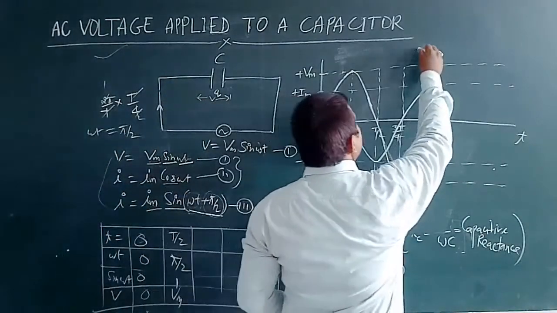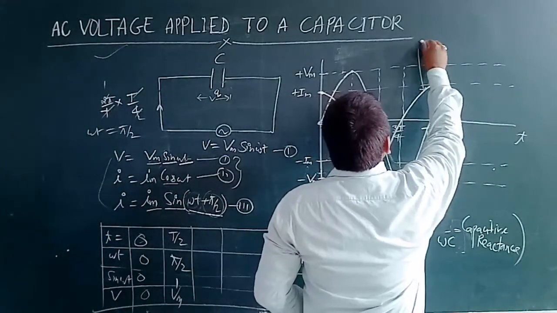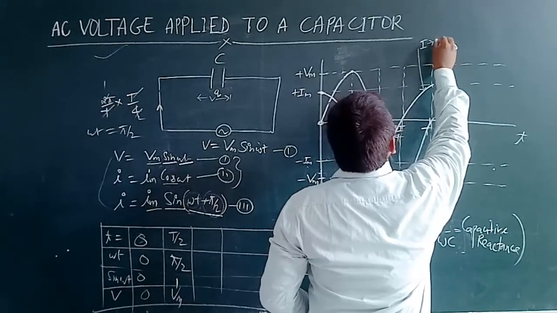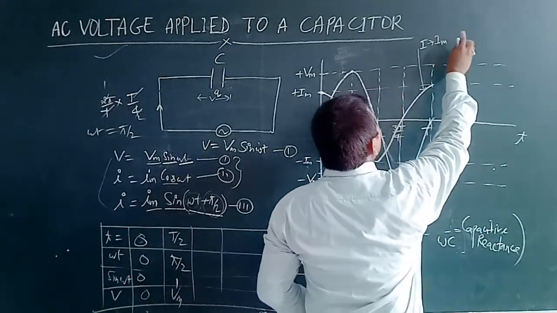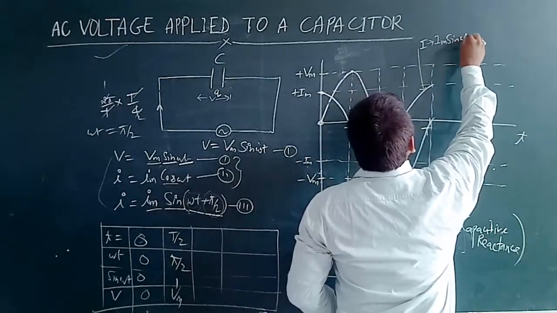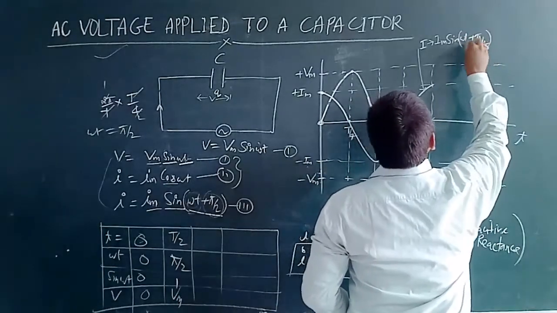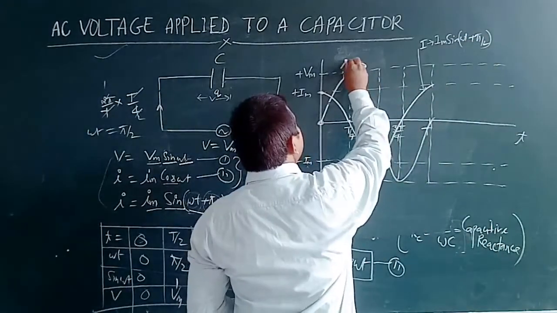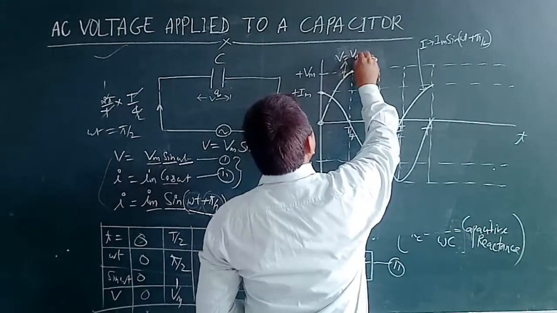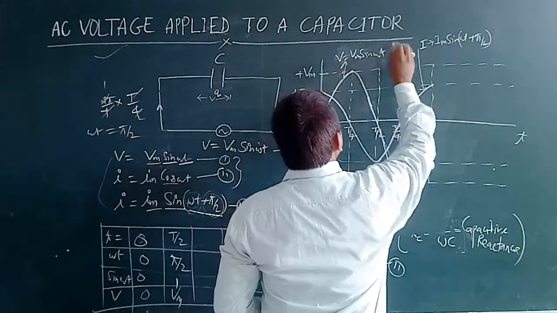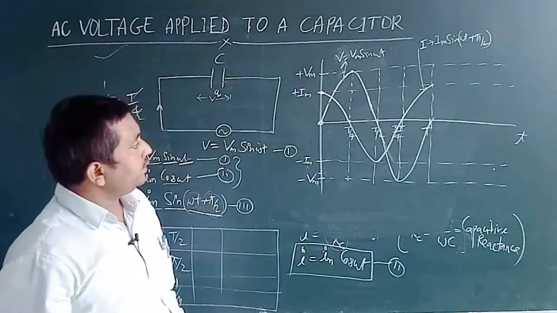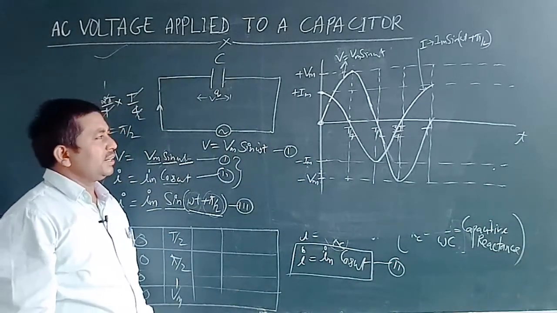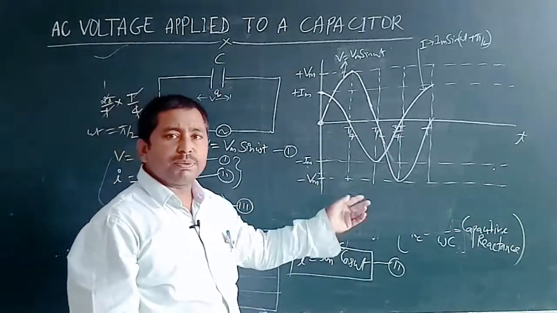Okay, so this is the graph for current through the capacitor, that is I equal to Im sin(omega t plus pi by 2), and this is the graph for potential, that is V equal to Vm sin omega t. So this is a simple graphical representation of the potential and current with respect to time.